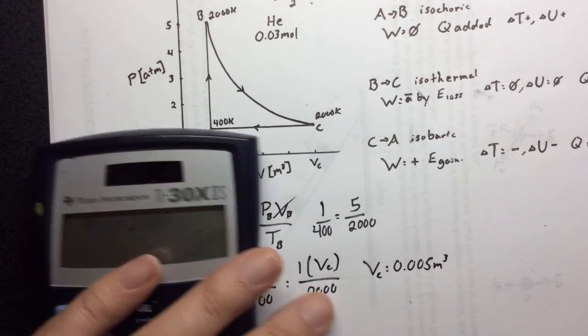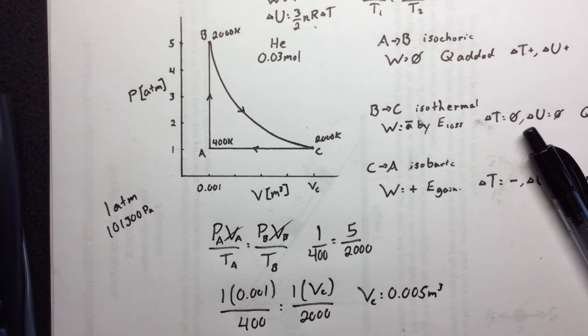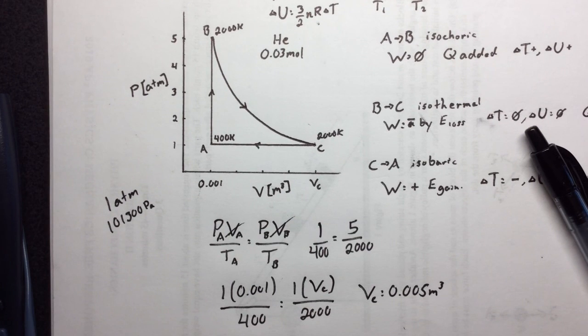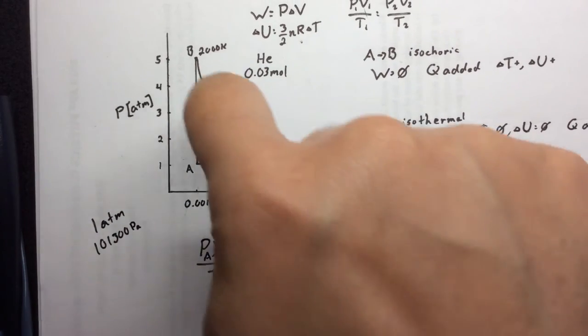Okay, so that is a simple PV diagram. Looking for energy changes due to work, due to heat added or removed, and using the ideal gas law and the combined gas law to really find out different parts of this graph.